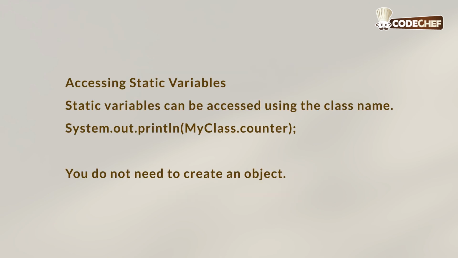Accessing static variables. Static variables can be accessed using the class name: System.out.println(MyClass.counter). So here you do not need to create an object.